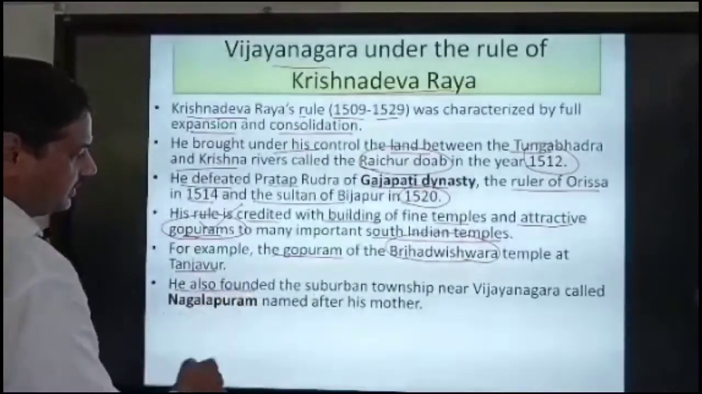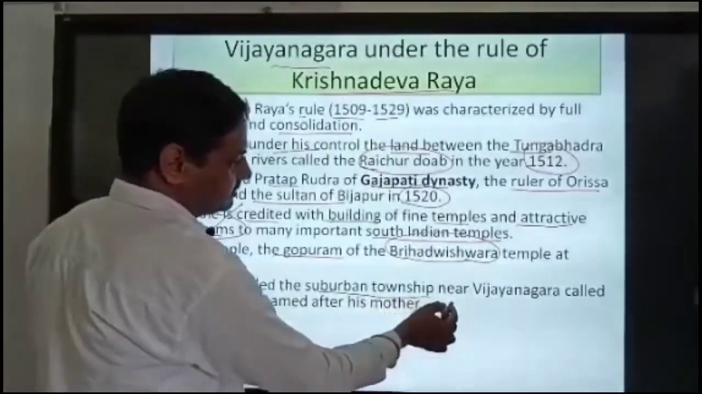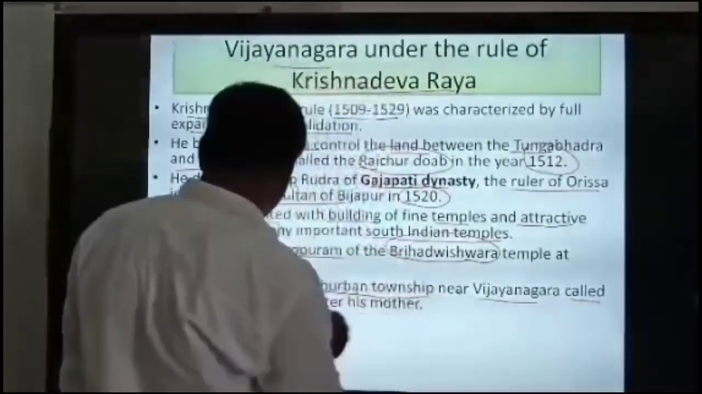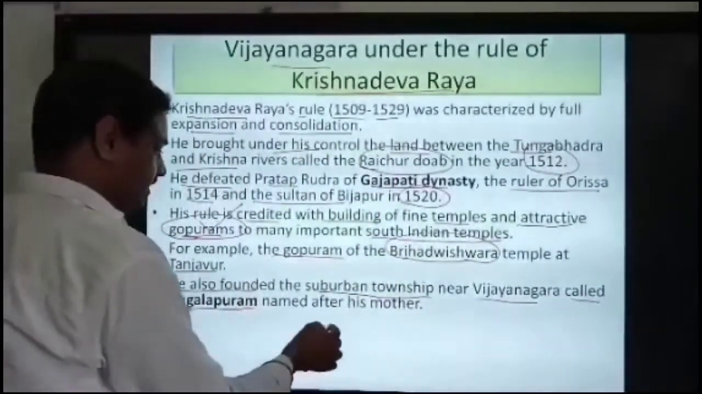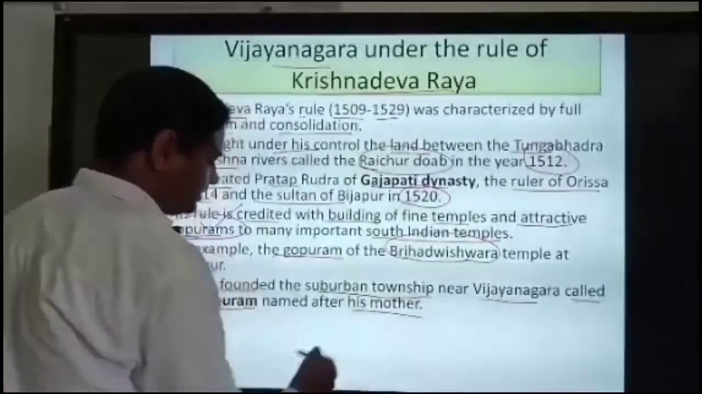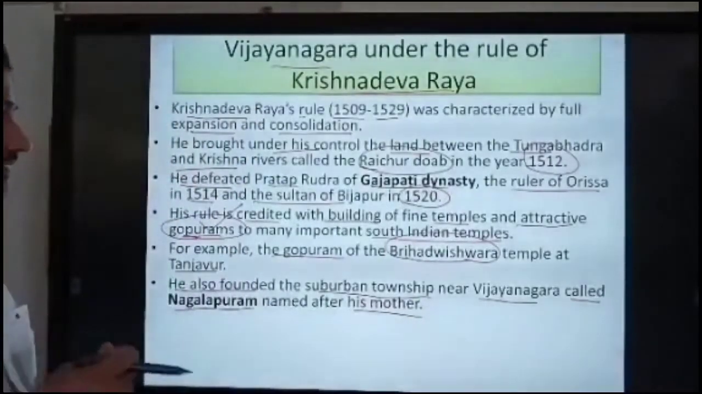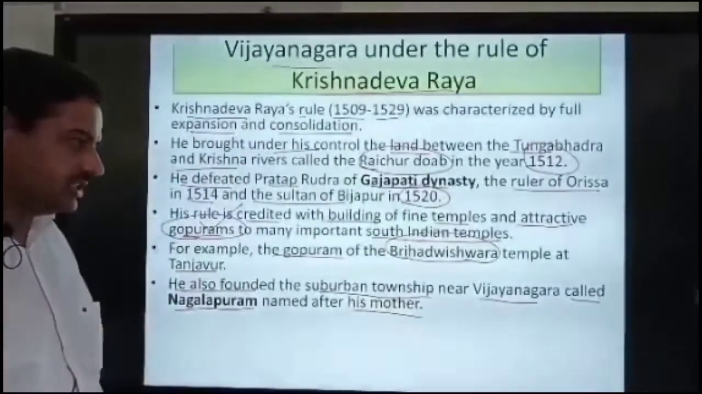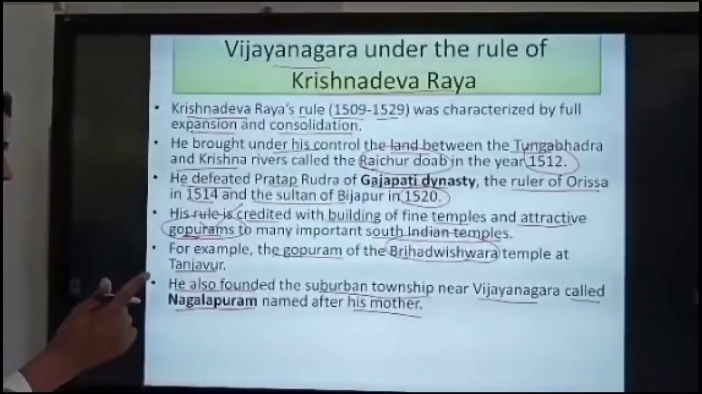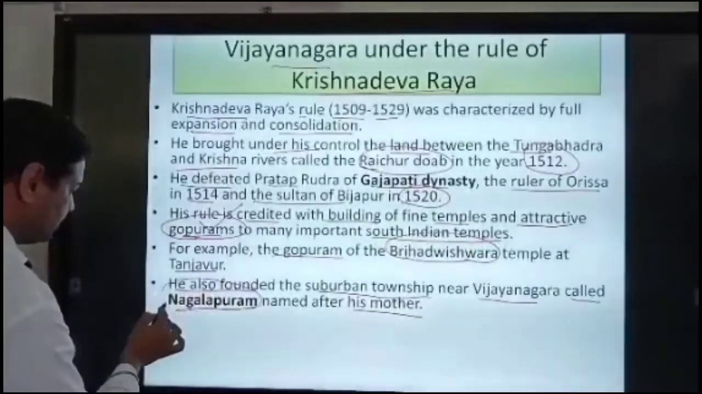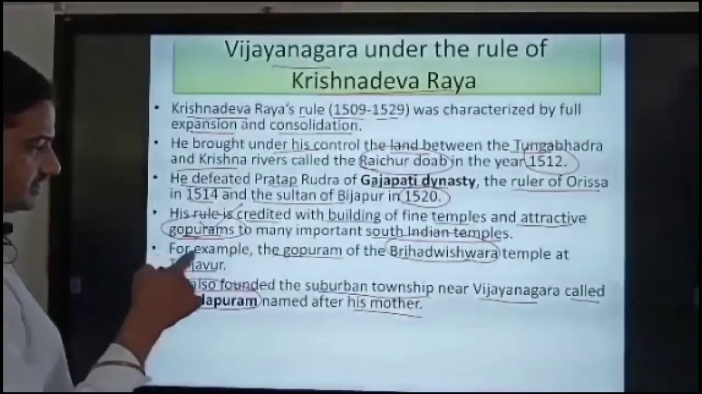He also founded a suburban township near Vijayanagara called Nagalapuram, and Nagala was the name of his mother. As a result, a new city was developed by Krishna Devaraya close to the Vijayanagara Empire, and the name of that city was Nagalapuram, named after the mother of Krishna Devaraya.